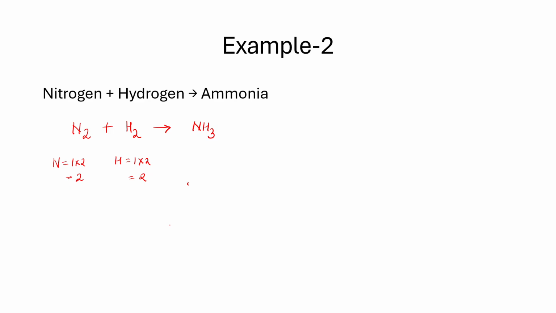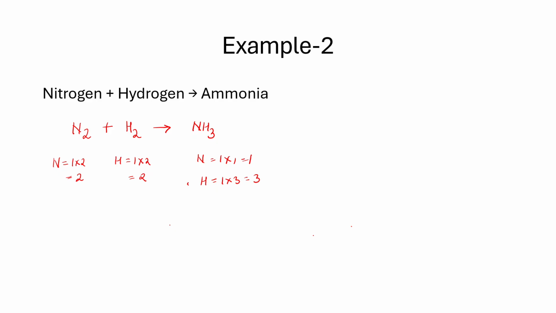And on the product side, the number of nitrogens are 1 times 1, because you can see that there is no coefficient mentioned, so we assume the coefficient is 1, and there is no subscript with nitrogen, so we assume that is also 1. And the number of hydrogens are 1 times 3, which is 3. Okay, so we see that none of the atoms, nitrogen or hydrogens, are balanced here. Okay, so how do we fix this?